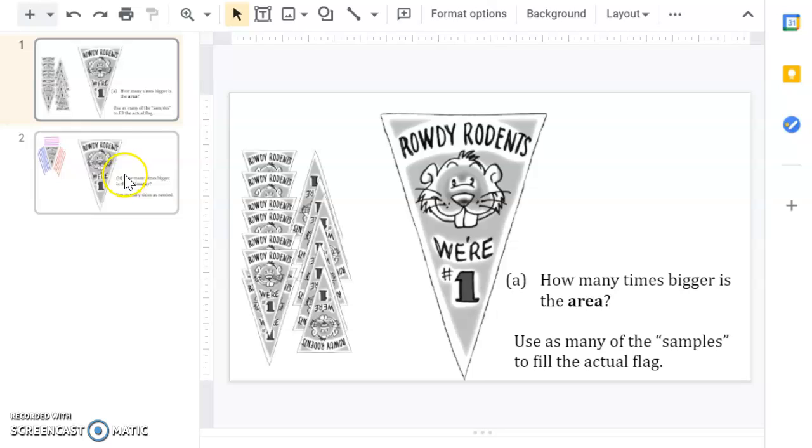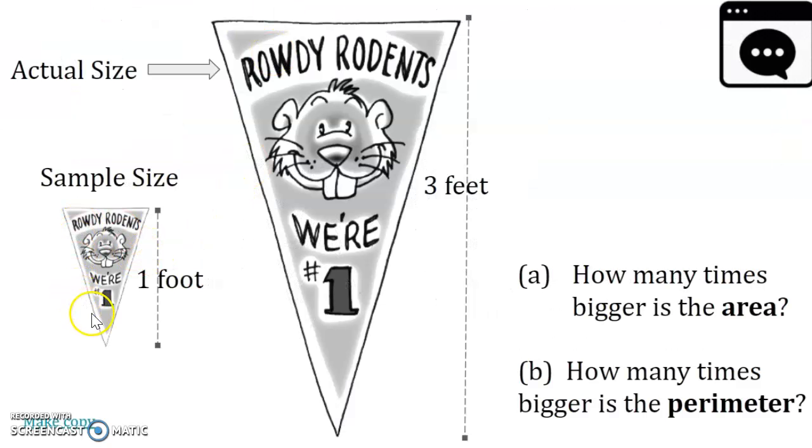Okay, so how do you do this? Well, you have a sample banner here that has the height of 1 foot, and the actual size that you are going to create is 3 feet. So the question is, how many times bigger is the area compared to sample size to the actual size, and how many times bigger is the perimeter?